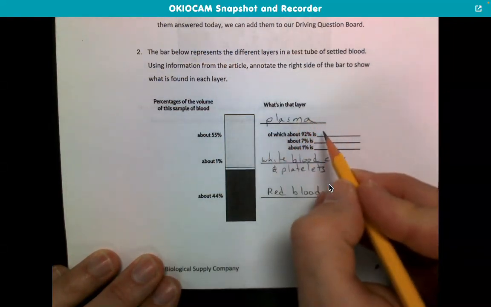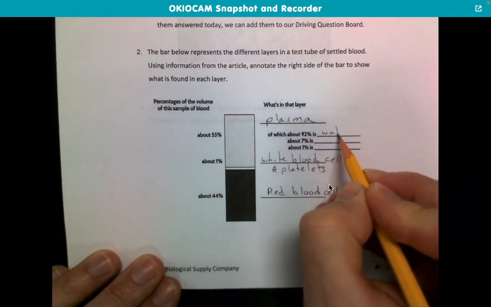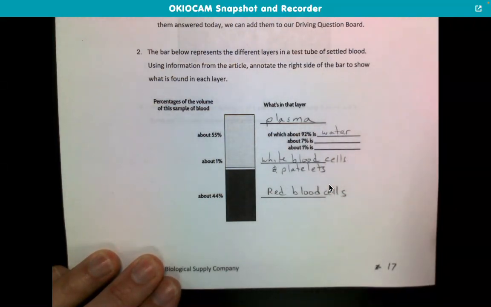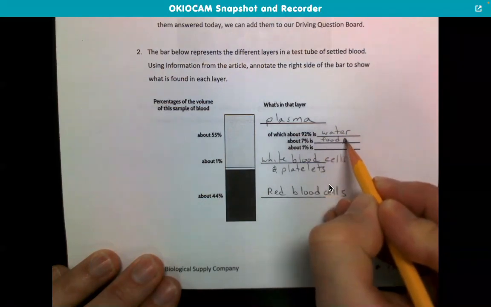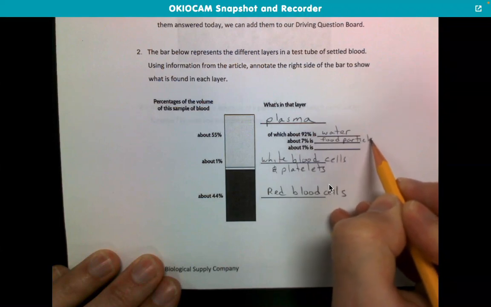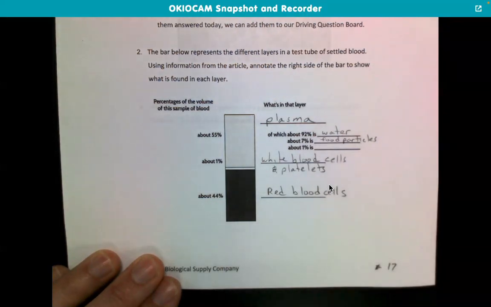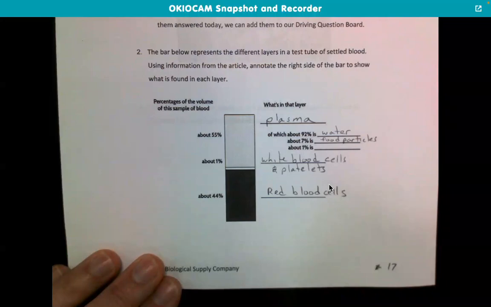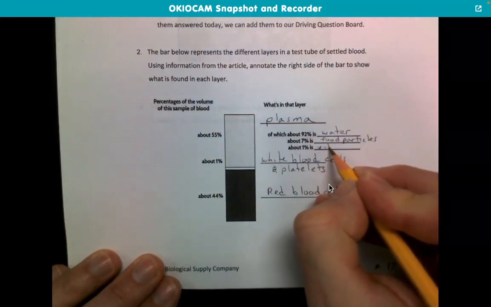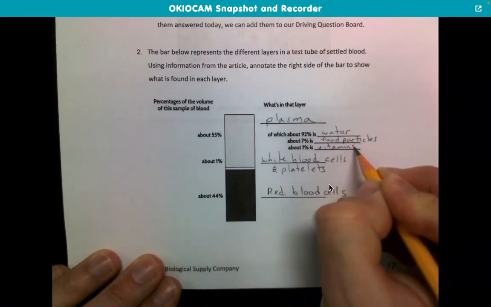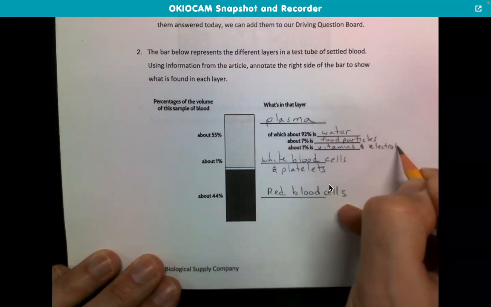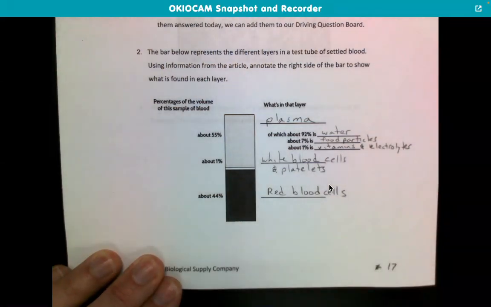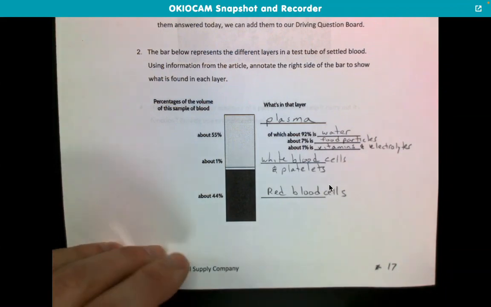In the plasma, about 92% is water. I'm just getting this information from the reading we did. About 7% is food particles. And finally, the 1% was, I'm looking this up, vitamins and electrolytes. So that finishes off this diagram.